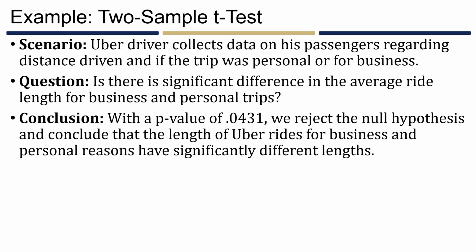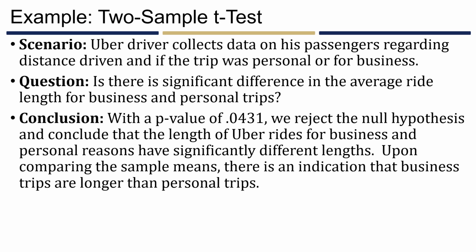Now we started out with this two-sided alternative. We can go one step further and we can compare the sample means. After comparing the sample means, we can say that there is some kind of an indication that business trips are longer than personal trips because that sample mean was about 2.5 miles longer than the sample mean for the personal trips.